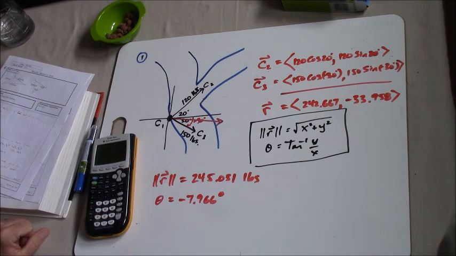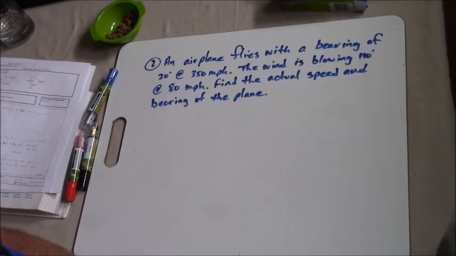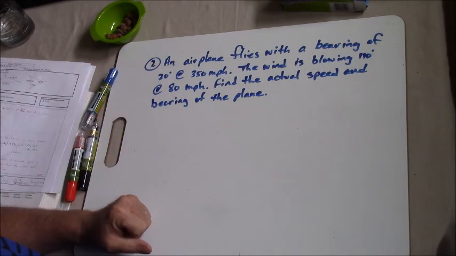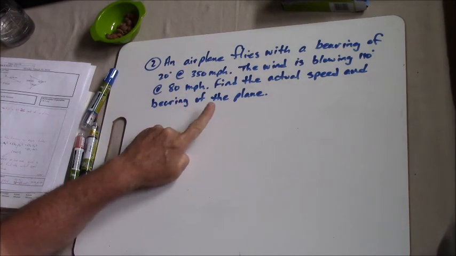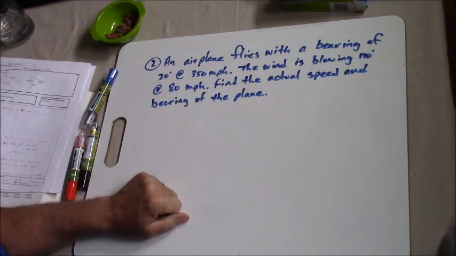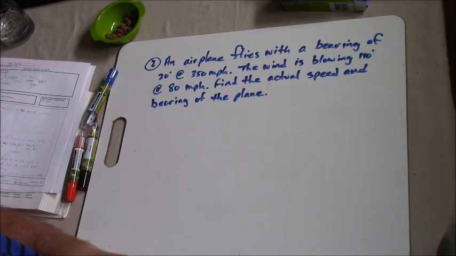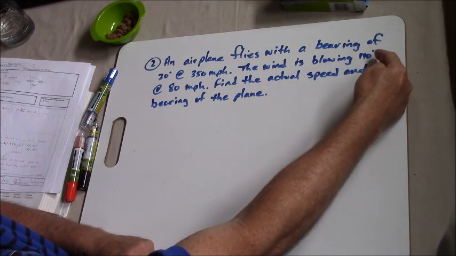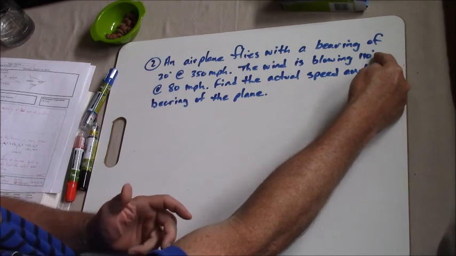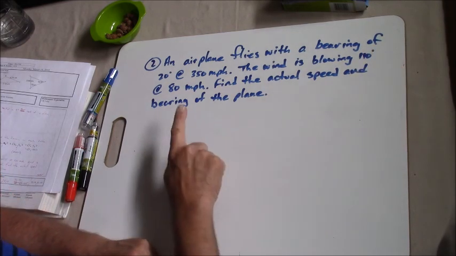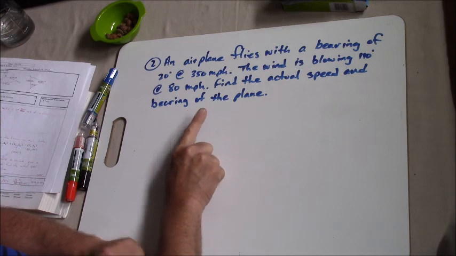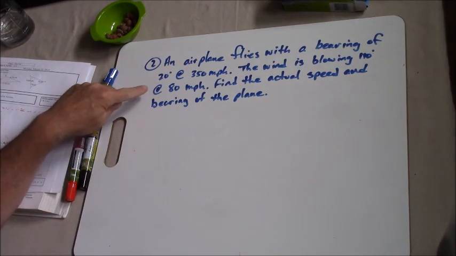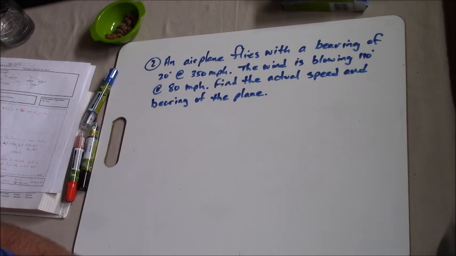All right, let's try another one. Here we've got an airplane. It's flying with a bearing of 20 degrees. Remember, that means if you point north and rotate 20, that's the direction the airplane's flying, at 350 miles per hour. The wind is blowing 110 degrees. We're going to assume that the wind direction is treated the same way as if it was an airplane. You start at north and rotate 110 degrees, at 80 miles per hour. Find the actual speed and bearing of the plane.